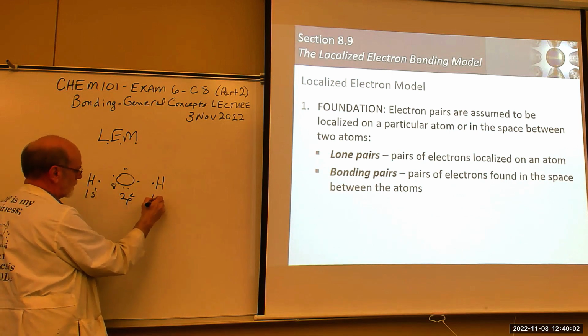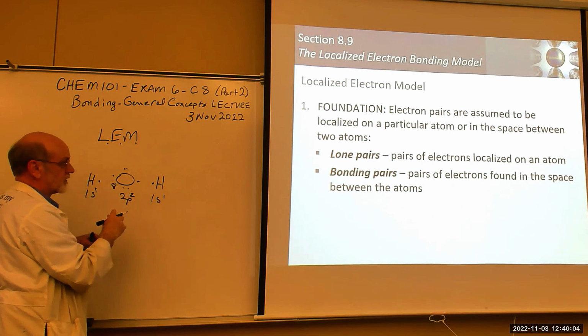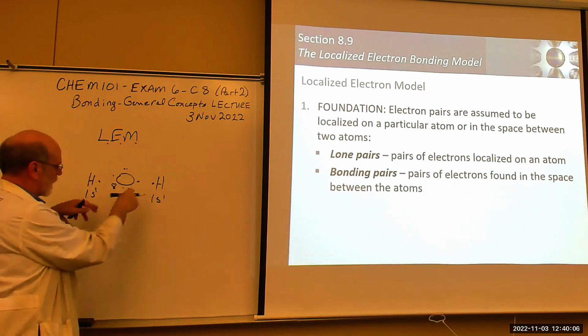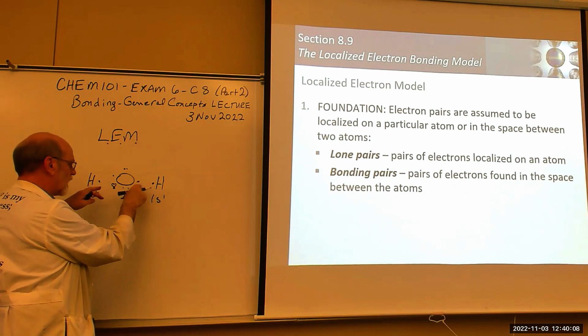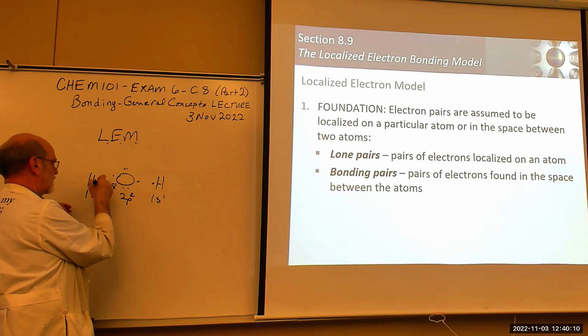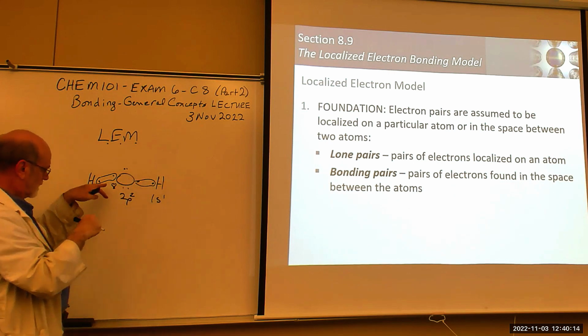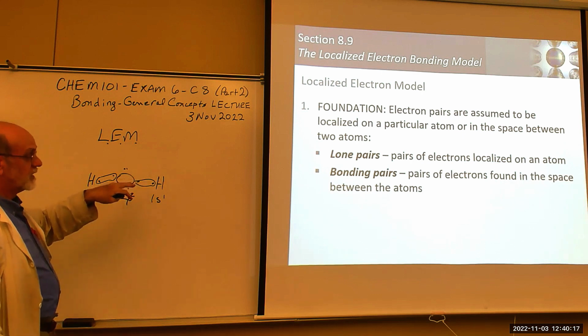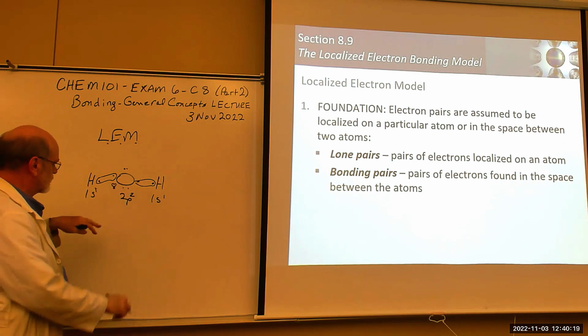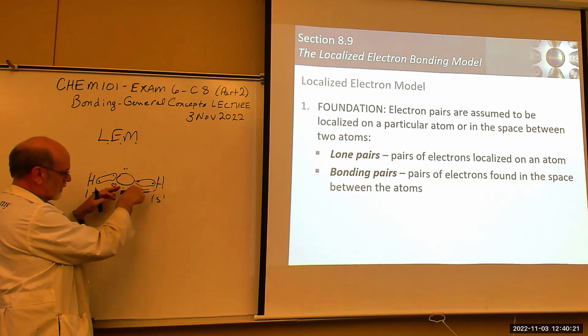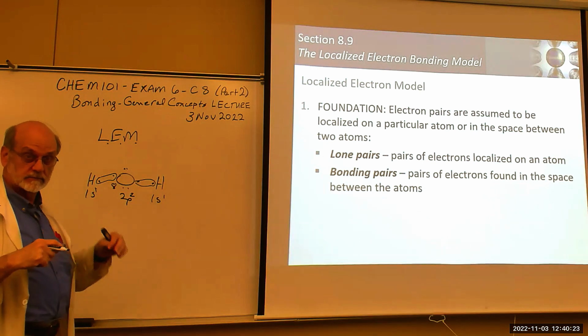That's 1s1. So what this model says is that these lone electrons pair up. So now we've got a single bond here, a single bond there, because of the overlap of their orbitals. This is an overlap of a p orbital with an s orbital.